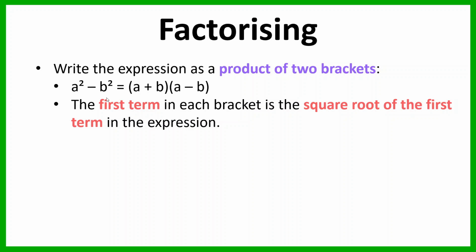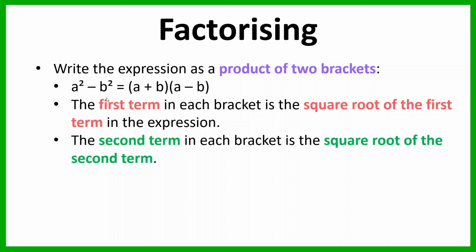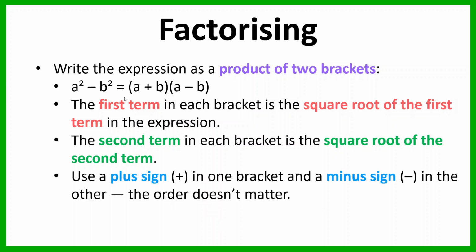And then the second term in each of the brackets is going to be the square root of the second term of your expression. So the square root of b squared is b. So it goes b in the one bracket and b in the other bracket. And then the signs in your brackets, one must be a plus and one must be a minus.